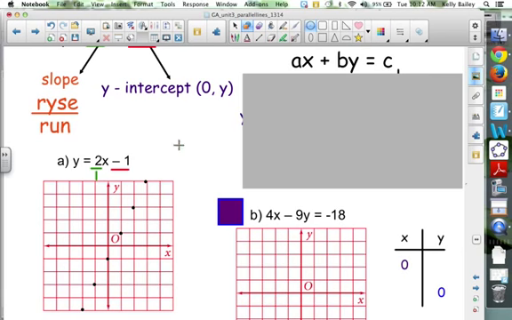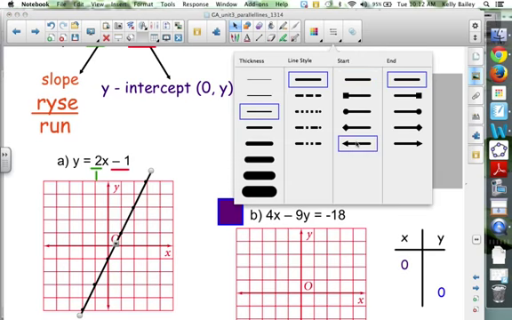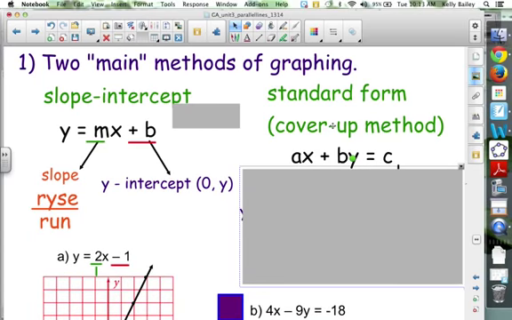And I like to exhaust the space that I have using a straight edge. Connect all those beautiful little dots and arrows on both ends. There's your line. The other method is using standard form, which I like to call the cover-up method.